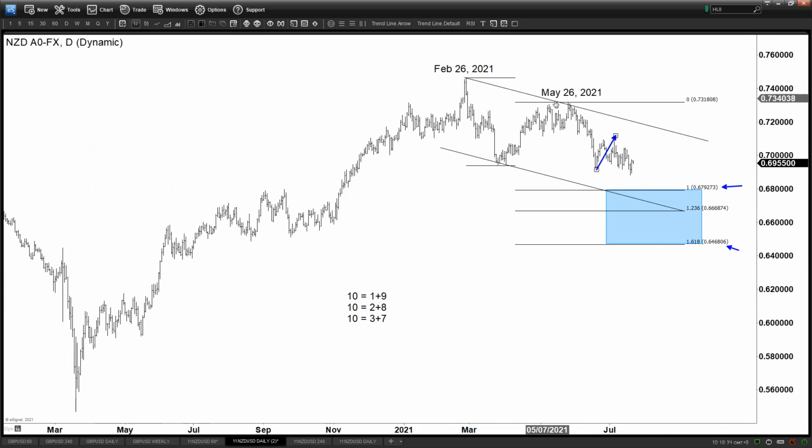But as long as we don't break below here, don't break above here, I think you cannot rule out another leg to the downside into this area.